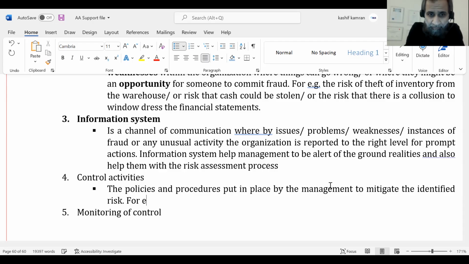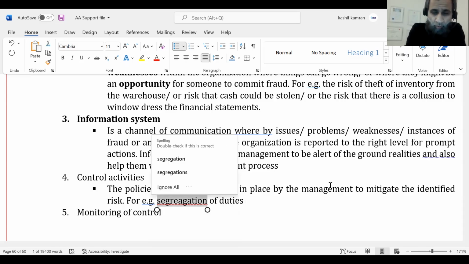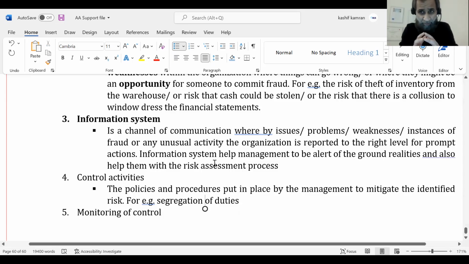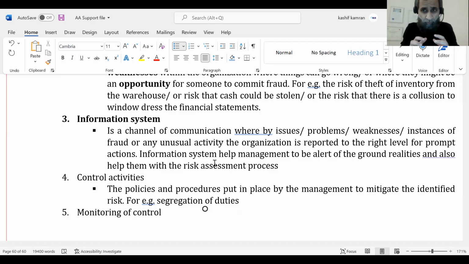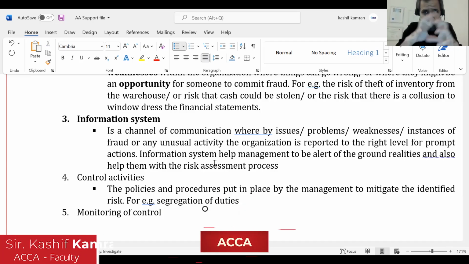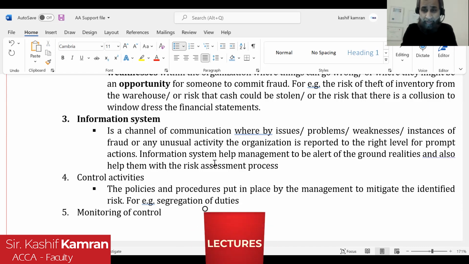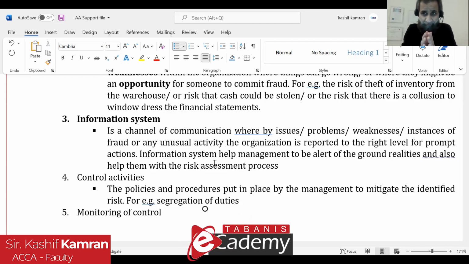For example, segregation of duties is one very good control activity. You don't want one person to perform many tasks, because if one person is performing many tasks, he might be in a better position to commit fraud, because he knows, okay, I'm responsible for the whole process and I can manipulate anything in it. But if you break the task between different people, then the opportunity for fraud goes down.